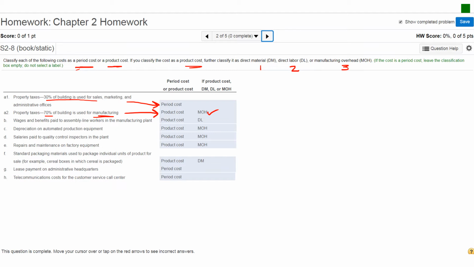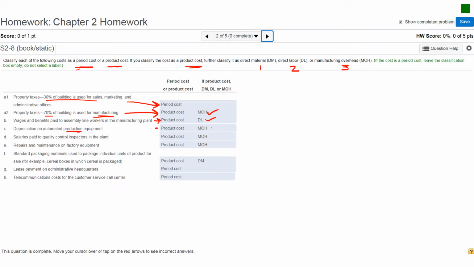Part B, wages and benefits paid to assembly line workers in the manufacturing plant because they're building the product. That's going to be product, and that's going to be your direct labor. Letter C, depreciation on automated production equipment. So if it's production, it's in the factory, you're producing, that's going to be a product, and typically depreciation is all that indirect stuff. That's going to be your manufacturing overhead.